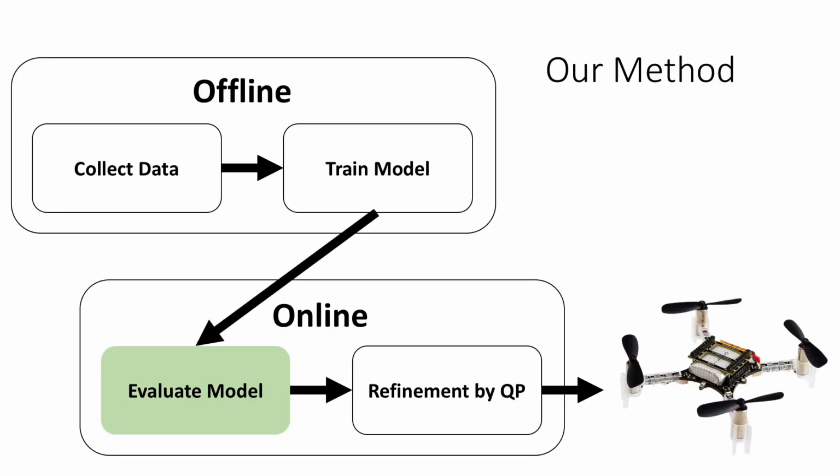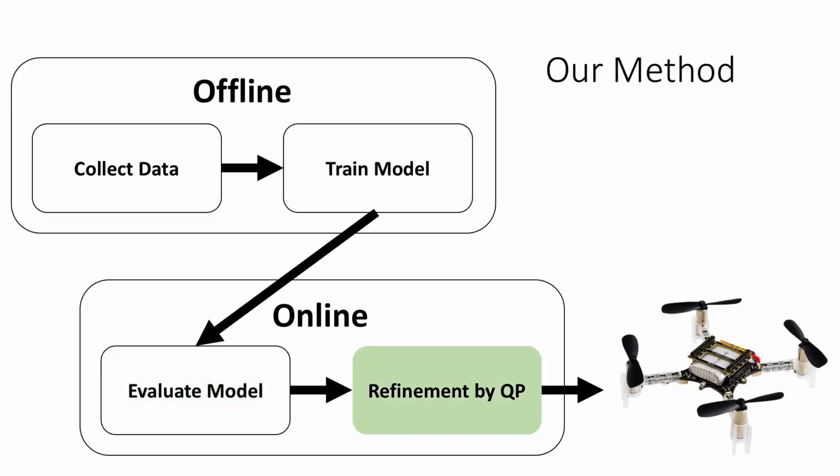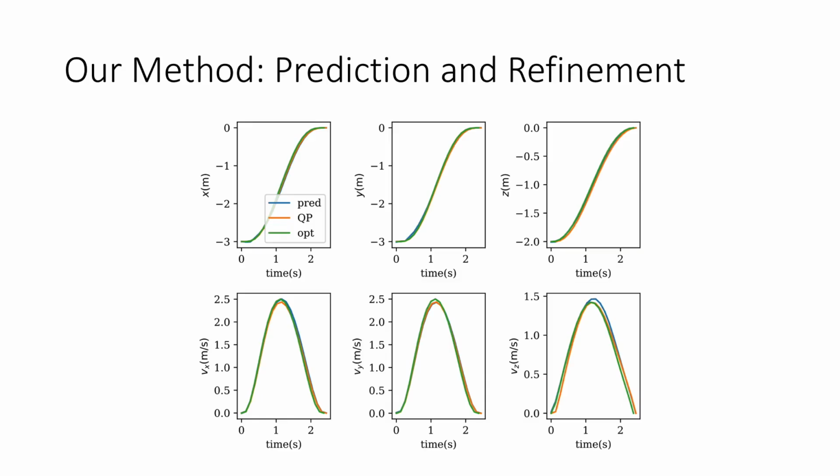During the online stage, we first predict an optimal trajectory using the neural network trained in the offline stage. Then we use a one-step quadratic programming to refine the predicted trajectory. The figure shows the predicted trajectory, refined trajectory, and the optimal trajectory. As can be seen, the refined trajectory is quite close to the optimal.